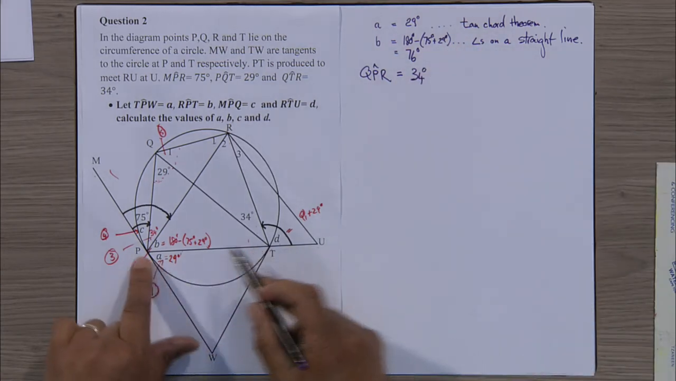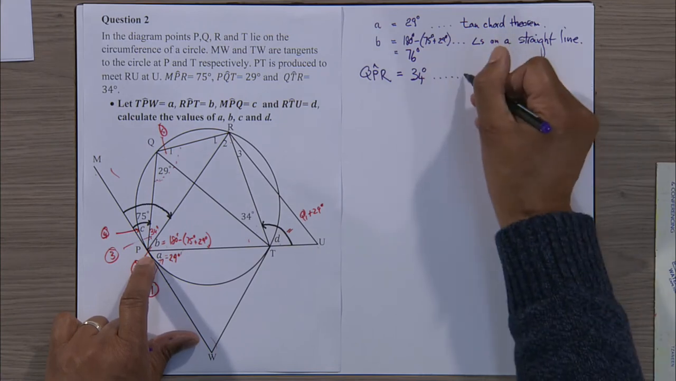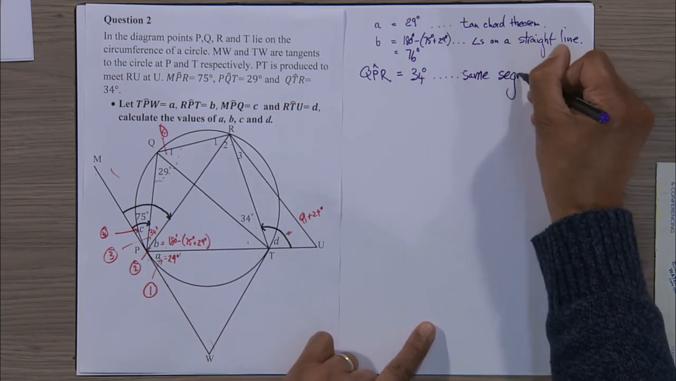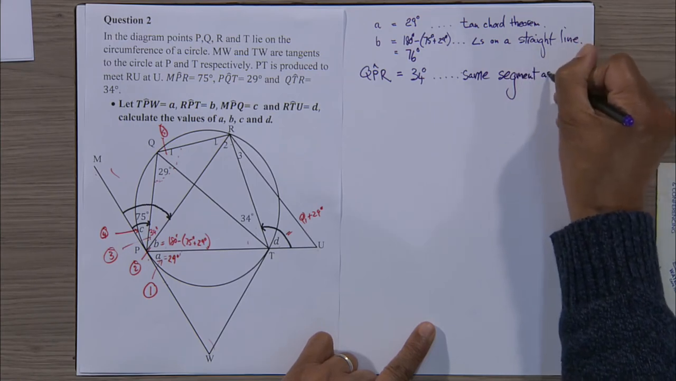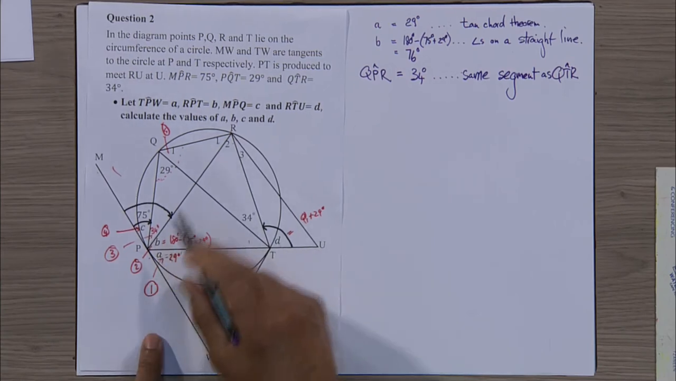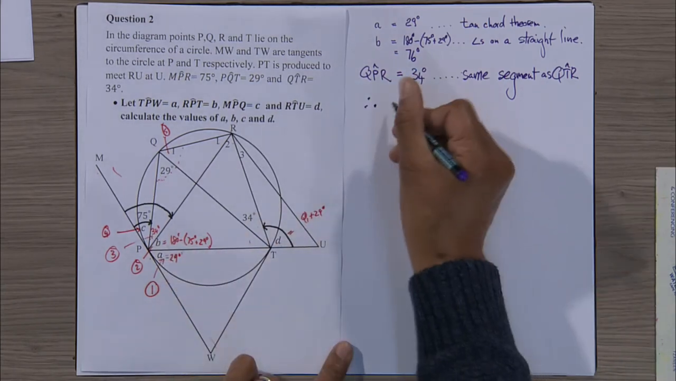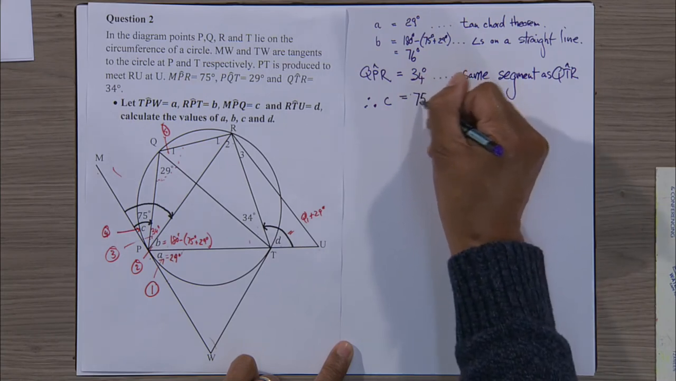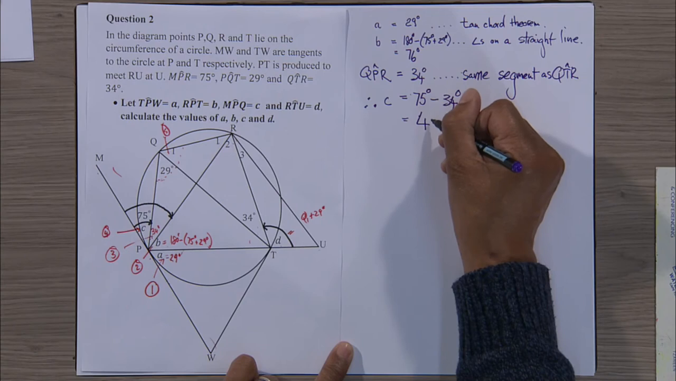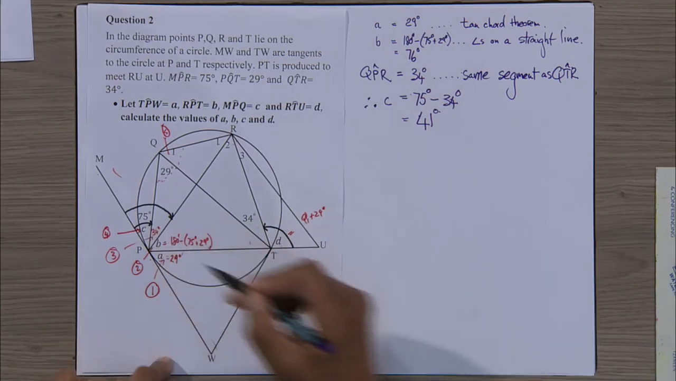Why is it 34 degrees? Because it is on the same segment as QTR, and both of them are subtended by the same arc QR. And because now I have this one, I can safely say that C is equal to the 75 degrees minus the 34 degrees, which is equal to 41 degrees. Of course, there's no reason necessary for that. It's obvious that they combine to form C.